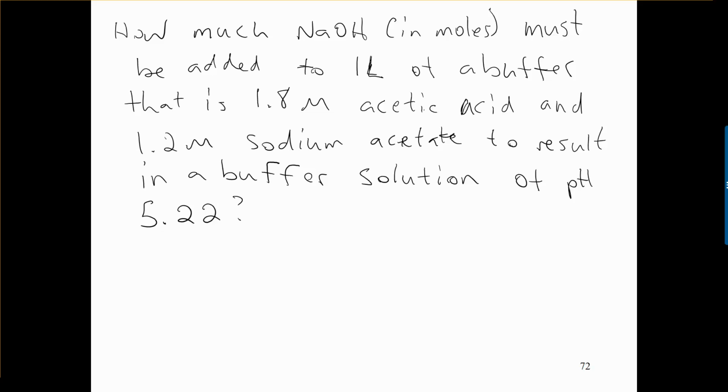How much sodium hydroxide must be added to 1 liter of a buffer that is 1.8 molar acetic acid and 1.2 molar sodium acetate? Oh, and by the way, the Ka of acetic acid is 1.8 times 10 to the negative 5, okay? To result in a buffer solution of pH 5.22. So we have a 1 liter buffer that is 1.8 molar acetic acid and 1.2 molar sodium acetate. And we want the final pH to be 5.22.